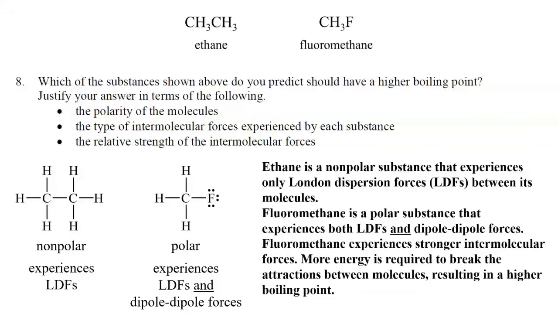So ethane is a nonpolar substance that experiences only London dispersion forces, or LDFs, between its molecules. Fluoromethane is a polar substance that experiences both LDFs and dipole-dipole forces between its molecules. Since fluoromethane experiences stronger intermolecular forces, more energy is required to break the attractions between the molecules, resulting in a higher boiling point.